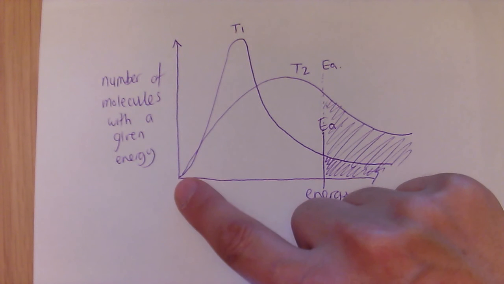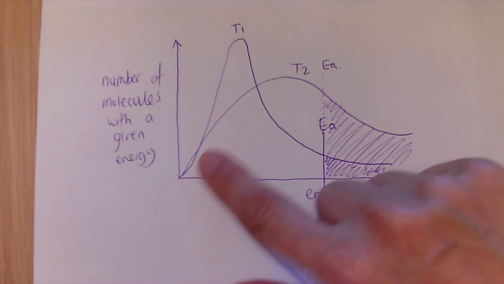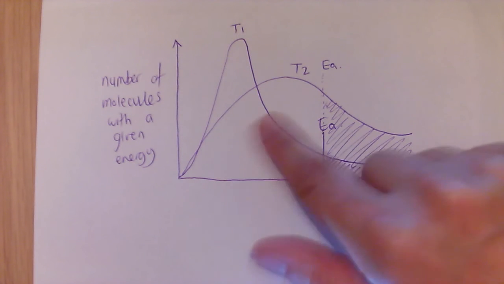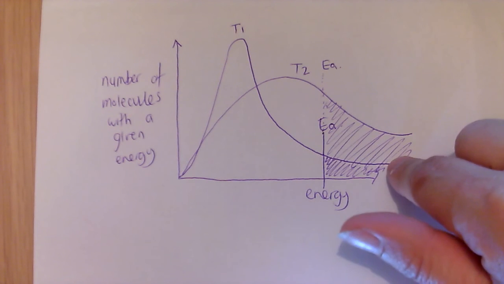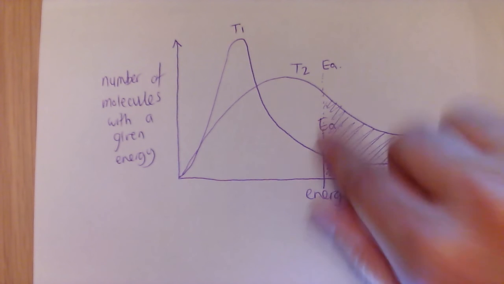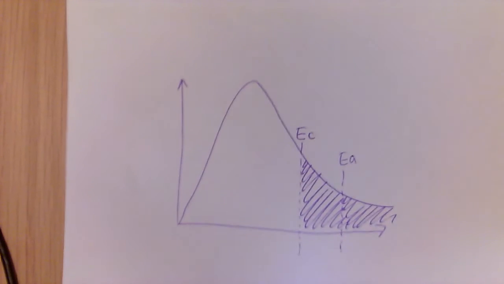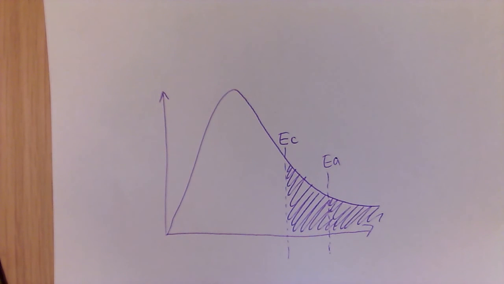So it starts at the origin again, the peak is to the right of the original peak, the area under is exactly the same, but our activation energy now gives us a greater proportion of molecules. Then the other one you need to be able to talk about and draw is adding a catalyst.